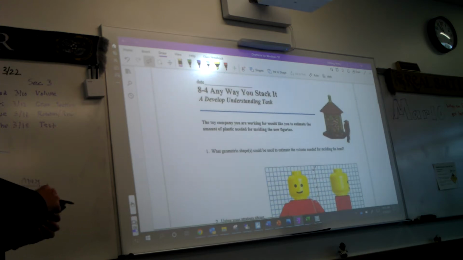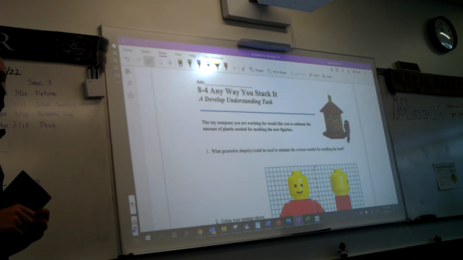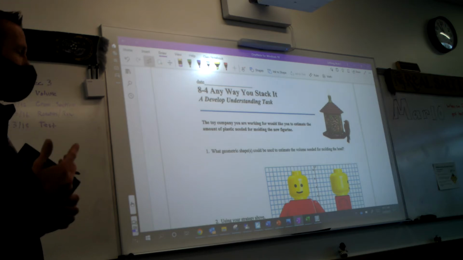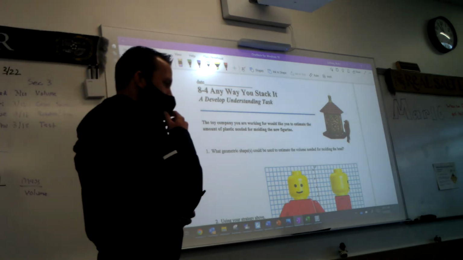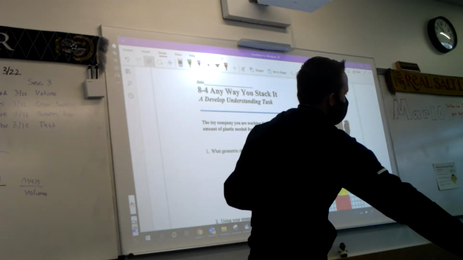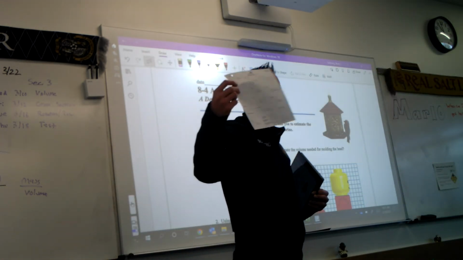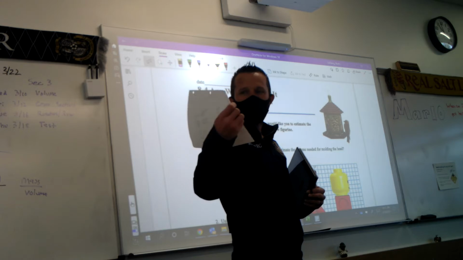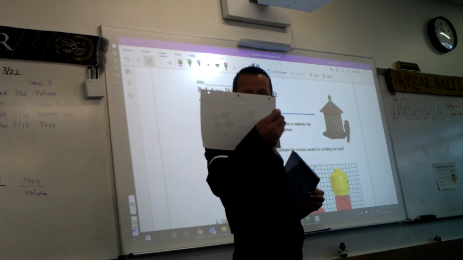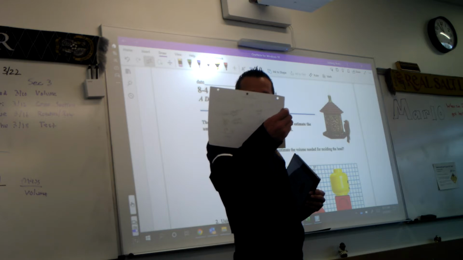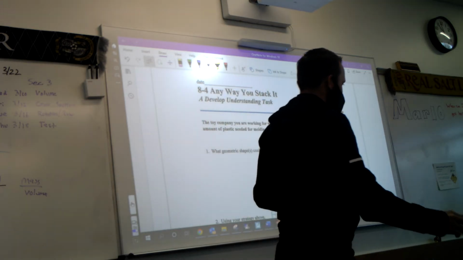Alright, so what we're going to do a lot today is we're going to talk about how we could estimate volume of objects using shapes that we know. Now if you go back to this shape sheet that I gave you, look at your 3-dimensional shapes. The most common ones that we're going to see are cylinders, spheres, cones, pyramids. We're also going to see prisms and solids, things like that, okay?